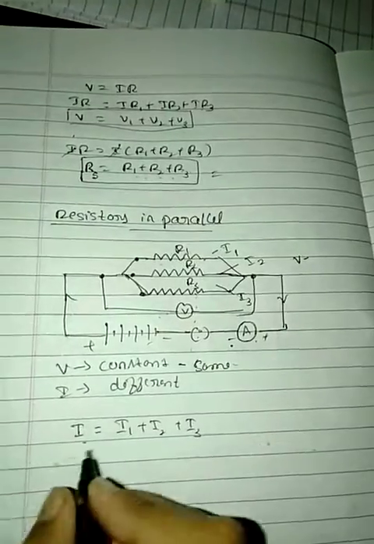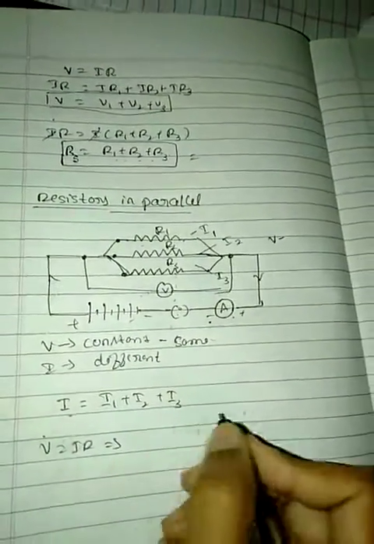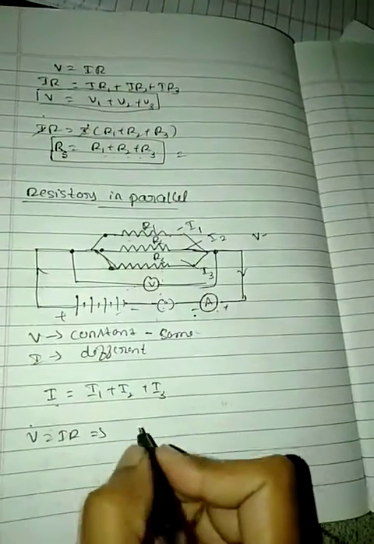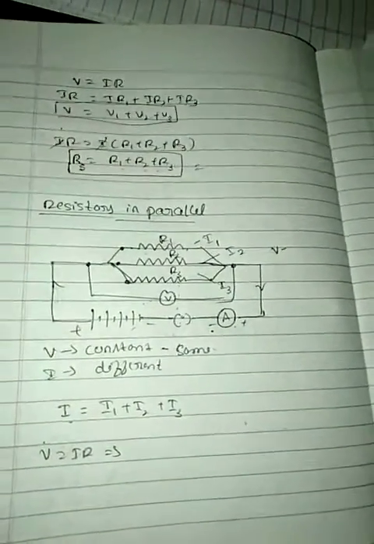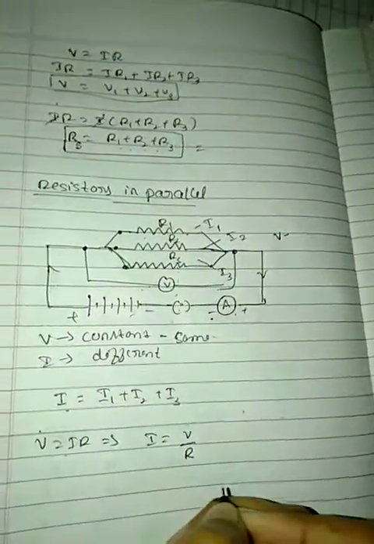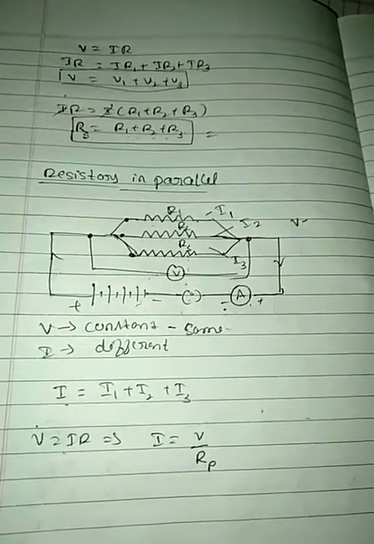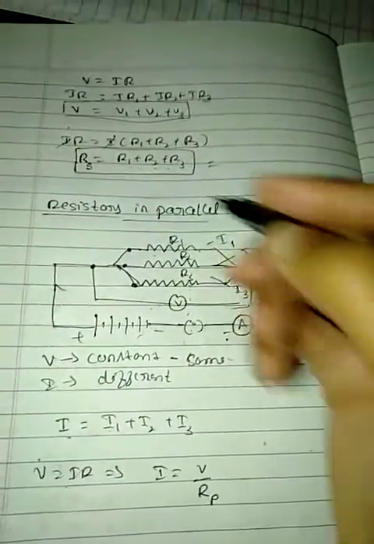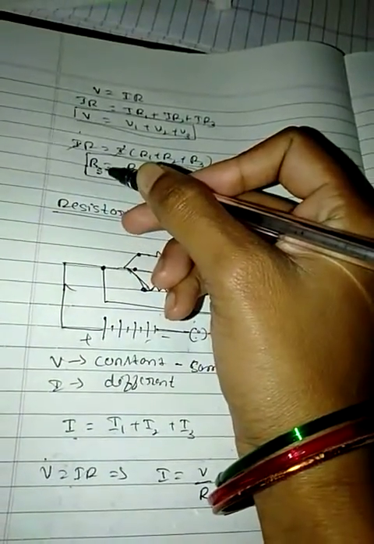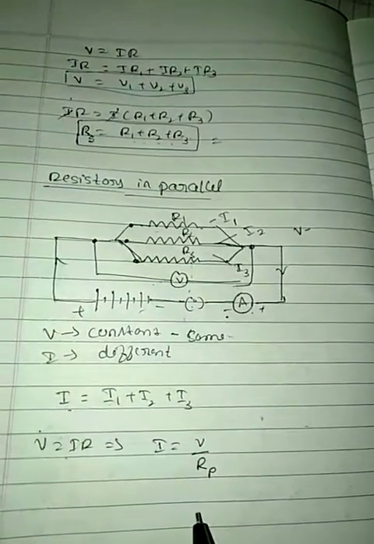So we know that Ohm's law is V is equal to I into R. We can write it as I is equal to V by R. Here R can be written as RP. So RP means the equivalent resistance of the parallel combination, whereas RS means the equivalent resistance of the series combination of resistors. This is the equivalent resistance of the parallel combination of the resistors.